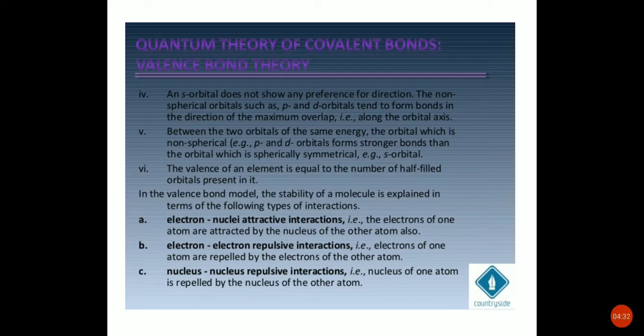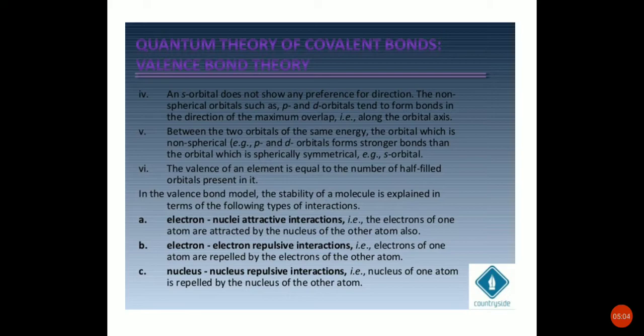The fifth point is, between two orbitals of the same energy, the orbital which is non-spherical, for example p and d orbitals, forms a stronger bond than the orbital which is spherically symmetrical, for example s orbital. So, p and d orbitals form stronger bonds than the s orbital. Simply we can say p and d orbitals form a much stronger bond than the s orbital.